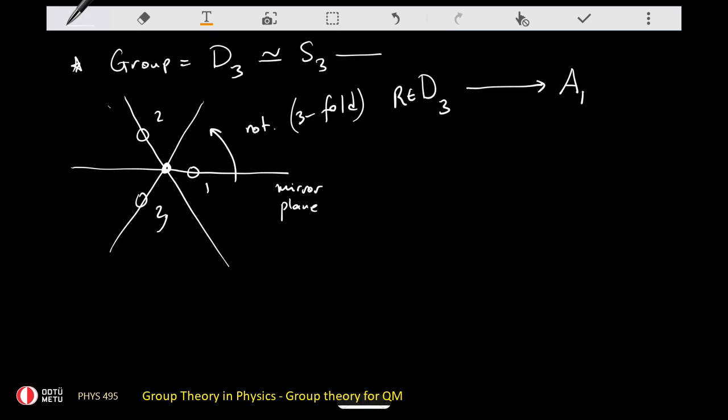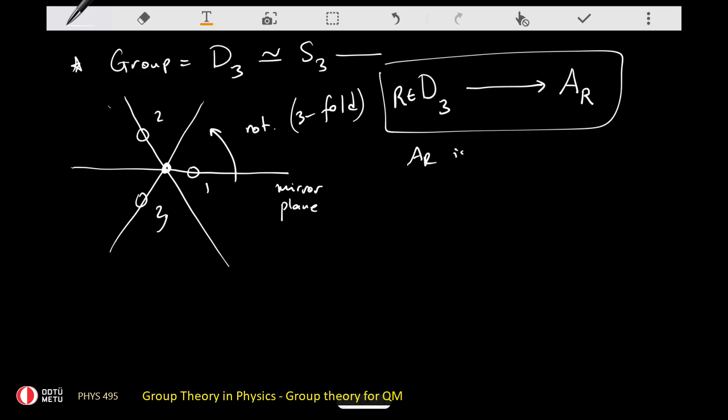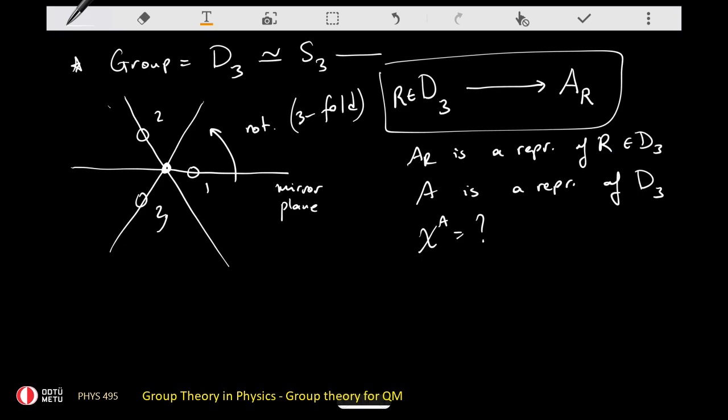So for each rotation, I have a matrix which basically corresponds to the changes that happen in the orbitals when this takes place. Right? Let's just say it like this. And so therefore this A(R) is a representation of R in the dihedral group. So A is a representation of D3. A is a function from the group to the 3x3 matrices. And what I want is basically the characters of A.